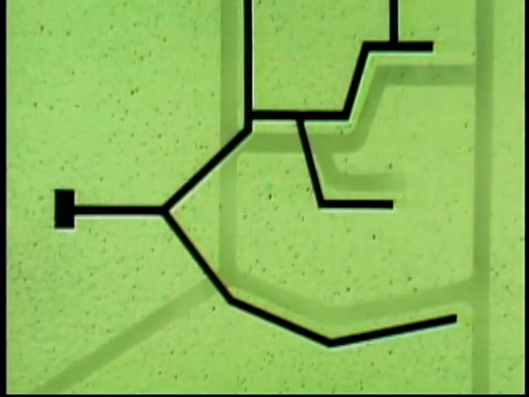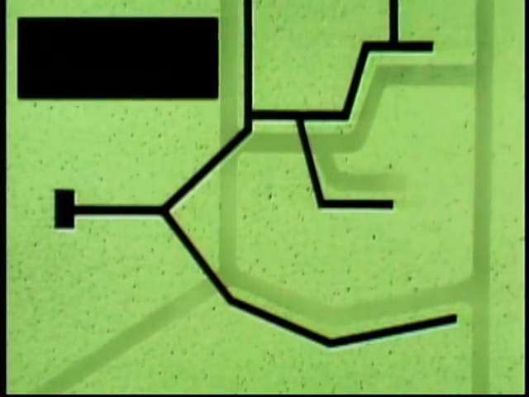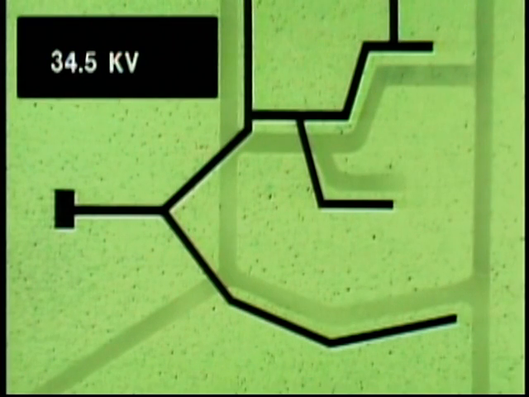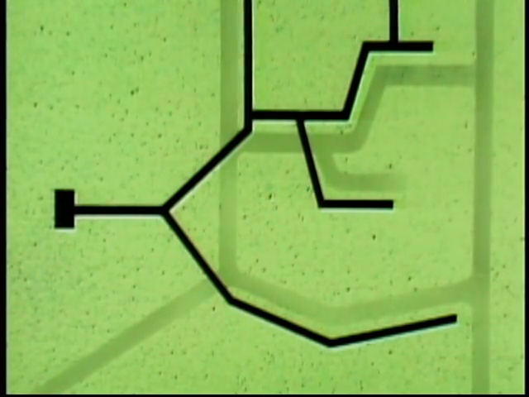Distribution or primary system voltage varies with the design of the system. Primary voltage commonly ranges from 4 kilovolts in some systems up to 13 kilovolts in other systems, and sometimes as high as 34.5 kilovolts. In general, power distribution is more efficient at higher voltages.